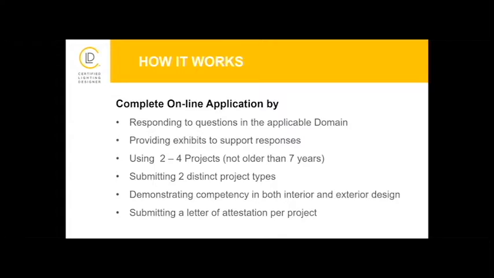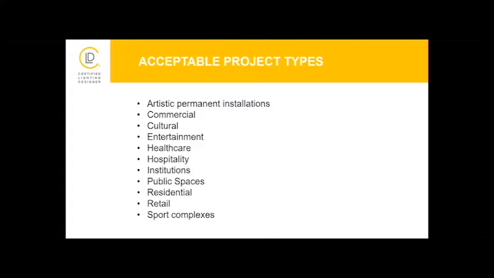Okay, the acceptable project types are quite a wide variety of types that you see on the list here. Most any project type that an architectural lighting designer works on. However, they must be permanent installations and they must have been completed within the last 7 years.